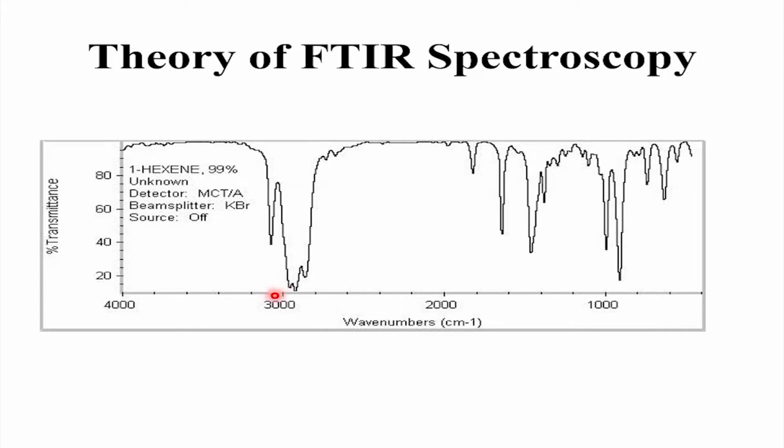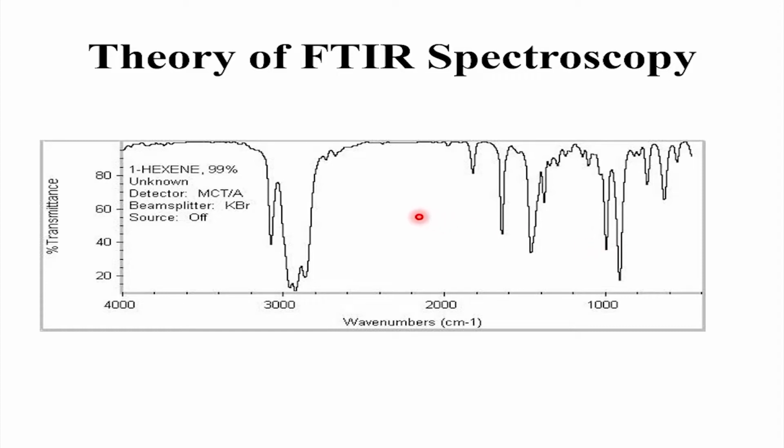So at around 3100, we get a transmission of only 40%. That means 60% of the photons are absorbed by the sample at this particular frequency. Now again, around 2900, you can see three particular frequencies are almost completely absorbed by the sample. Now again, if you go to some other points, you can see there are different absorptions.